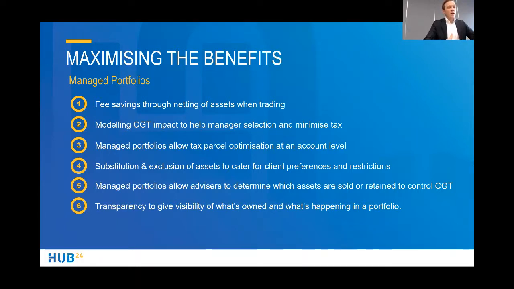Number 5 here is that managed portfolios allow advisors to determine which assets are sold or retained to control CGT. What we're talking about here is that let's say you were selling out of a particular fund, call it a balanced fund for argument's sake. If you're selling out of a balanced managed portfolio, you may notice that a particular holding has a very large accumulated accrued capital gain. And so you want to sell out of the portfolio, but you don't want to realise that capital gain on that particular holding.